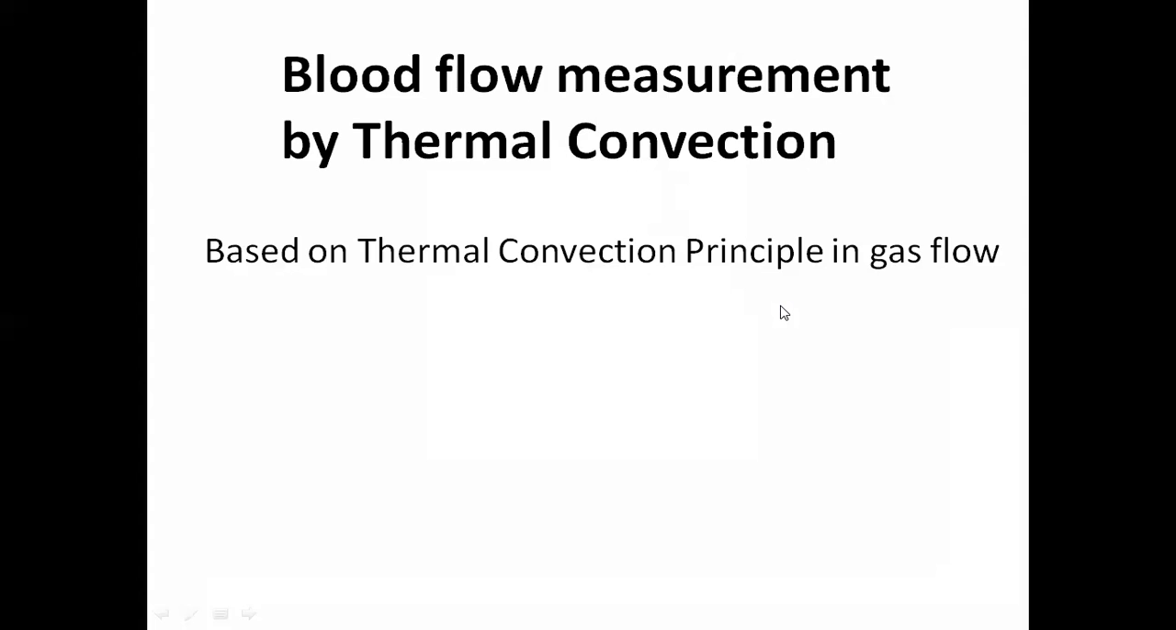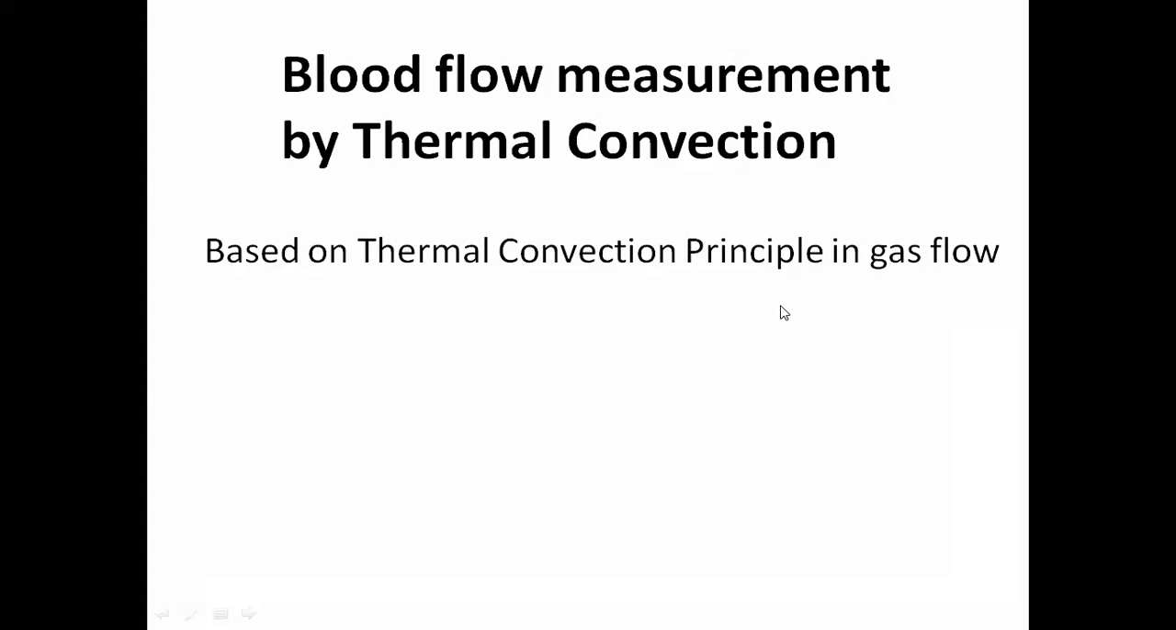For this pipeline we are placing two temperature sensors at a distance, and in between these two sensors we are using a heater. When the blood or the gas is flowing through this pipeline, it moves through the two sensors. Before reaching the heater, the gas has a certain temperature. After absorbing some heat from the heater, it has a higher temperature.